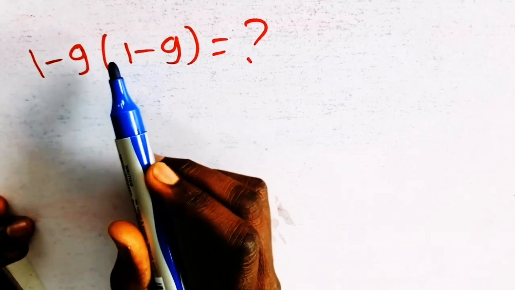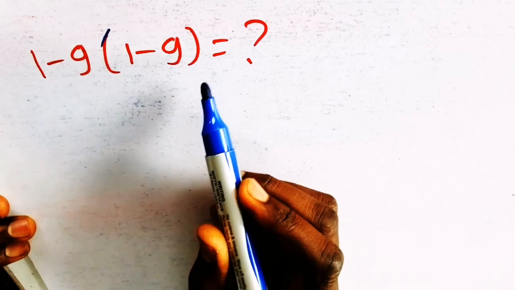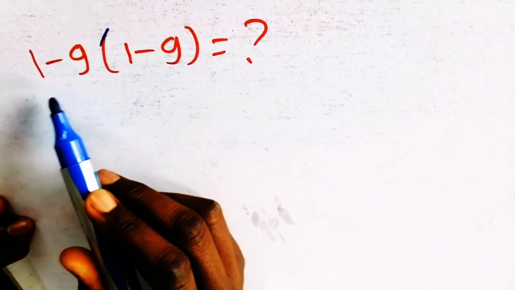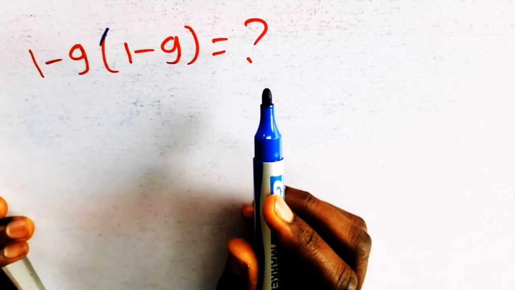1 minus 9 in parentheses, then times 1 minus 9, okay, which equals how much? Are you ready to solve this problem? Okay, thank you. Let's restart it.